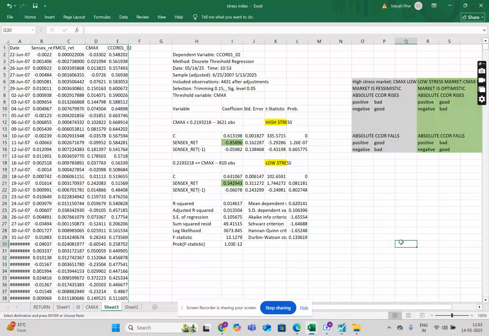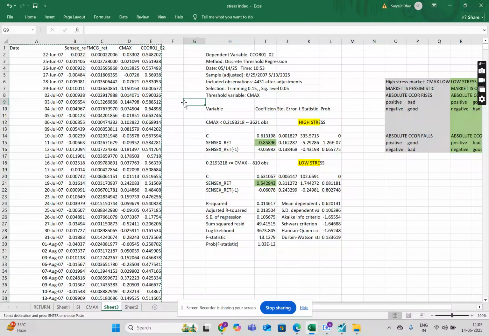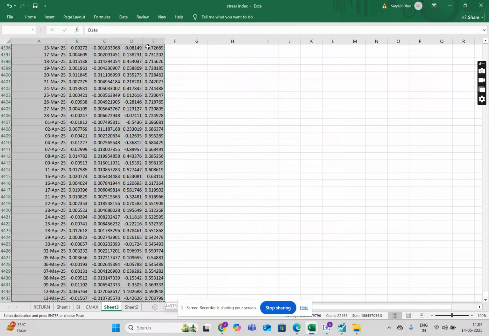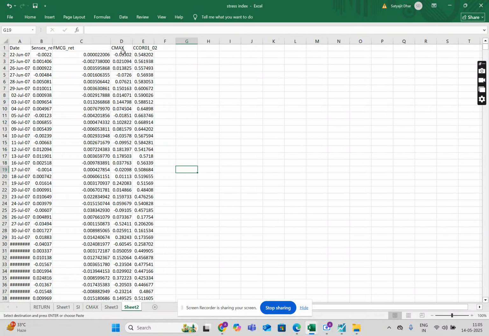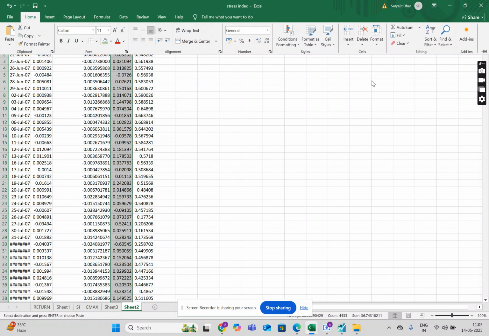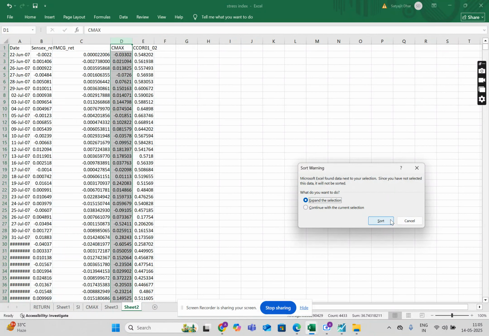So our conclusion from here is basically that the asset that we considered, which is FMCG, is a good asset. So now let us do an empirical survival function. Let me just first copy it. Yeah, I have done it. So let me sort Cmax from smallest to largest. Expand the selection and so on.